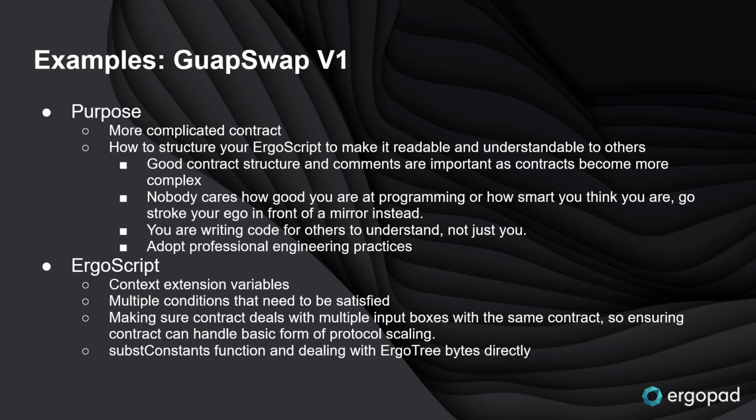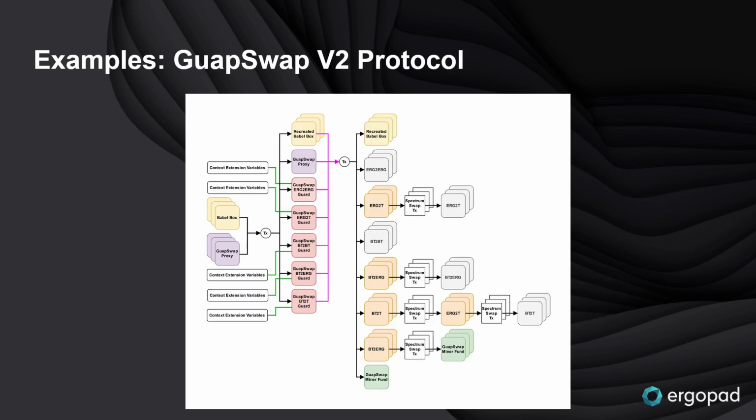And then in Ergo script, we're going to cover context extension variables, multiple conditions that need to be satisfied, making sure that your contract deals with multiple input boxes, and a special function called the substitute constants function. So now, what would a protocol for this look like? Version 2's protocol looks like this.